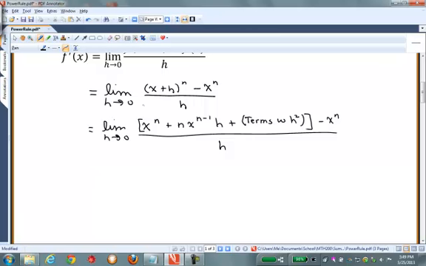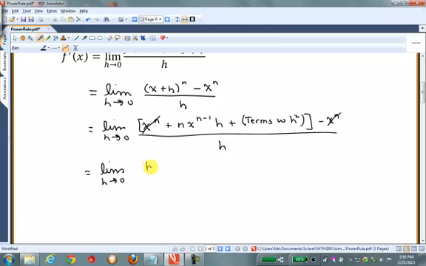Well, we see here that there's an x to the n and a negative x to the n, so they will subtract off. And notice these terms that we haven't written out all have at least h squared factors in them. This first term has a factor of h, and so all the terms have factors of h. We could take a factor of h out of every one of those terms. We haven't written them all now, but we could if we did write them.